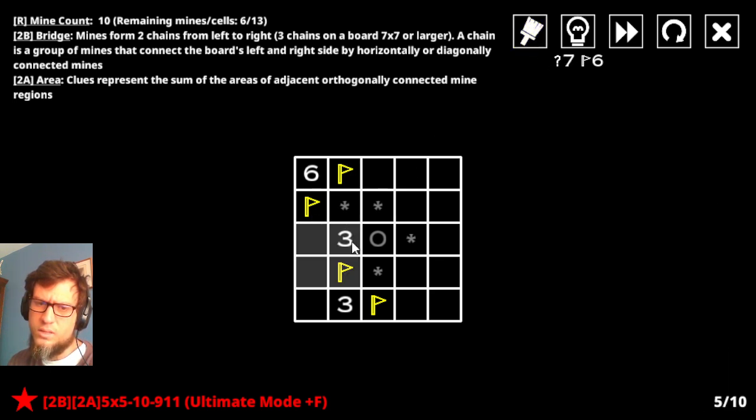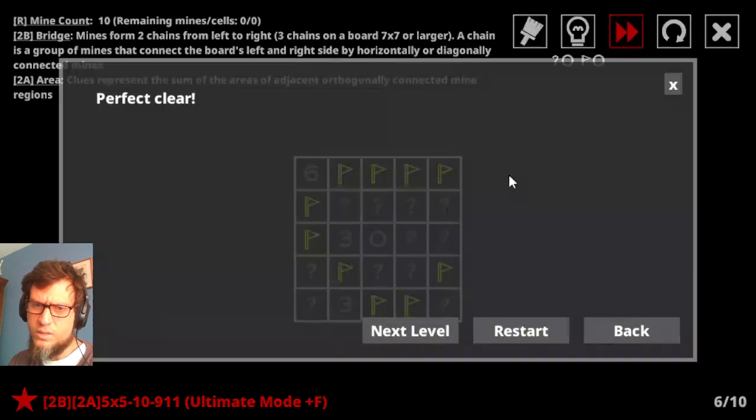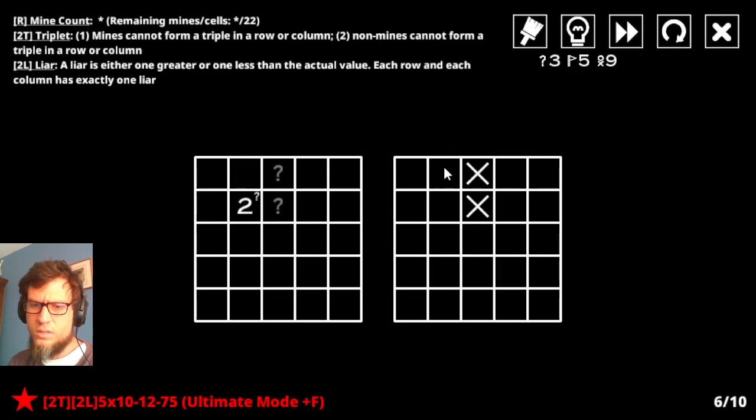Now this guy, this cannot be 3 by itself, so it has to be, wait, what? Okay, it has to be like that. And then this needs to extend like that before coming up. Okay. And then this has to go... And it has to have 4 connected to itself, so it just has to go like that. Yeah, that's it. Okay. Triplet liar. Okay.